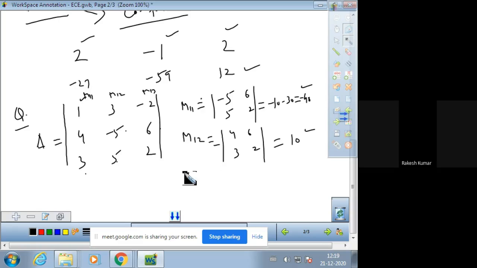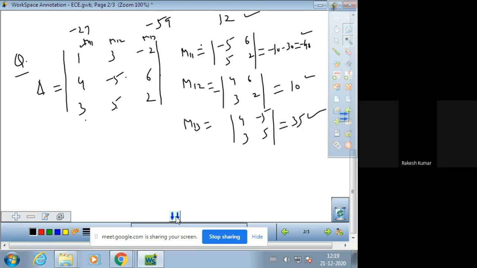Similarly, you can find out the third minor also, that is 4, -5, 3 and this. So that comes out to be 35 also. So this way you will be able to find out all the minors of this matrix. So this is the way to find out the minors and cofactors.